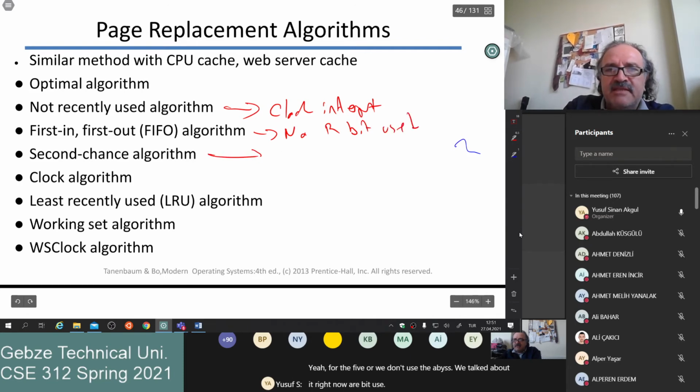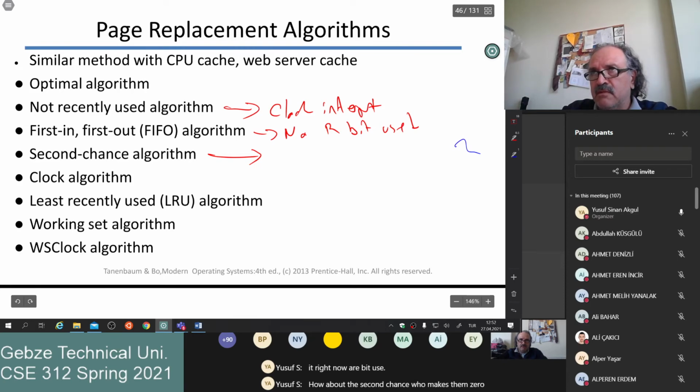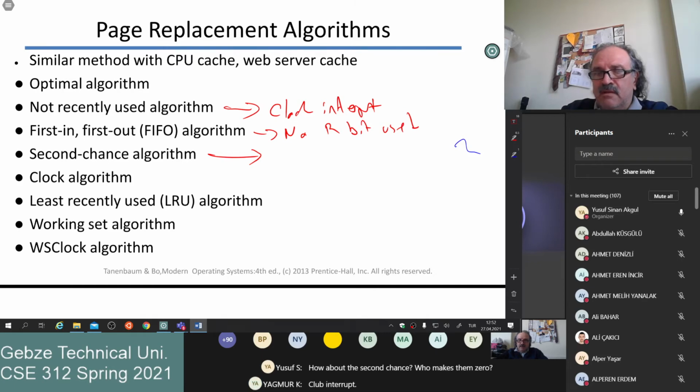How about the second chance? Who makes them zero? Clock interrupt? No. It is done by software. Whenever we have the oldest page to be replaced, we look at its R bit. If it is one, we make it zero and put it at the end. If it is zero, then okay. Good.